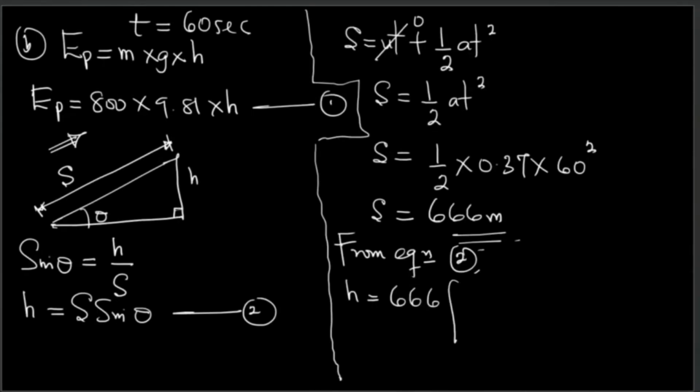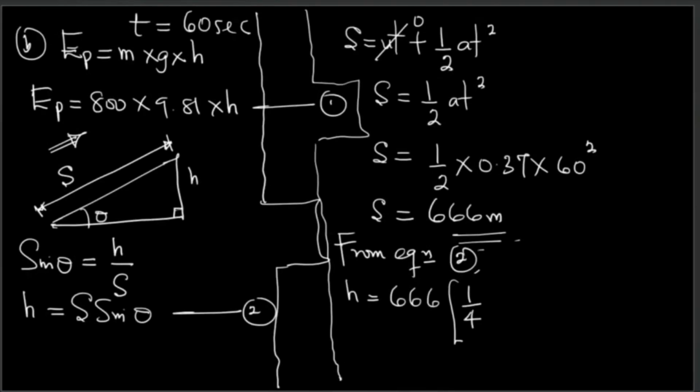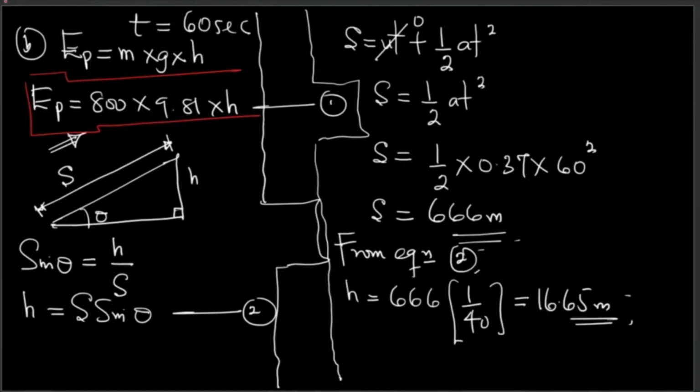Now we can represent that sine theta with 1 over 40, because that is 1:40. So just divide that 666 by 40, 16.65 meters. Now we have the height. Then we can use this formula to calculate the potential energy. I'm just going to write everything here because of space. That's going to be the mass, 800, times 9.81, multiplied by the height, which is 16.65. What will be that?